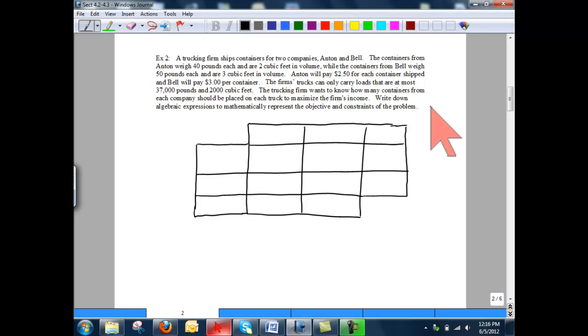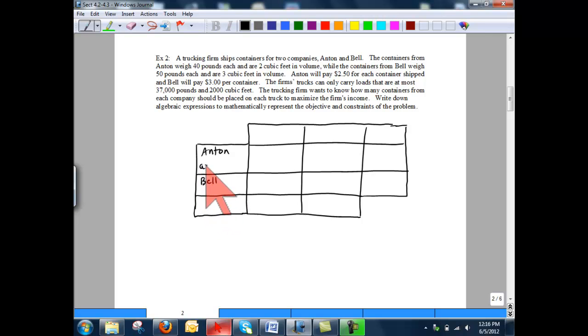Again, just set up the problem. We'll talk about solution later. So we need to decide on our products. What are we producing here? This time the products are not physical objects like pies and pastries. They are, in some sense, shipping objects. So they are the number of Anton containers and the number of Bell containers.